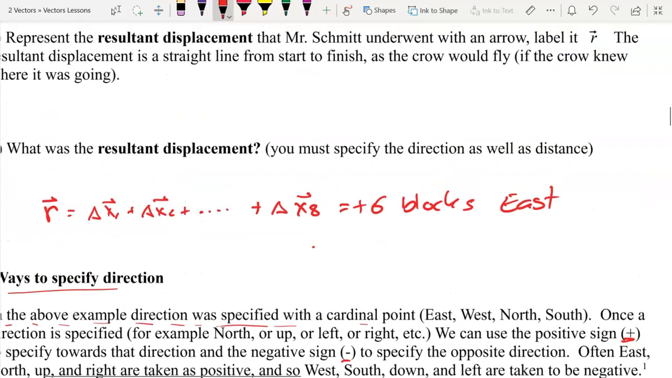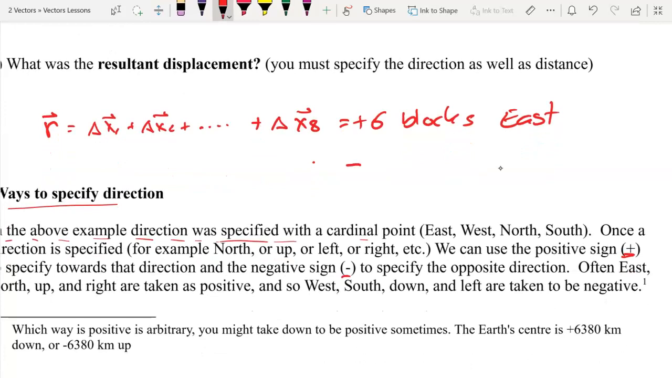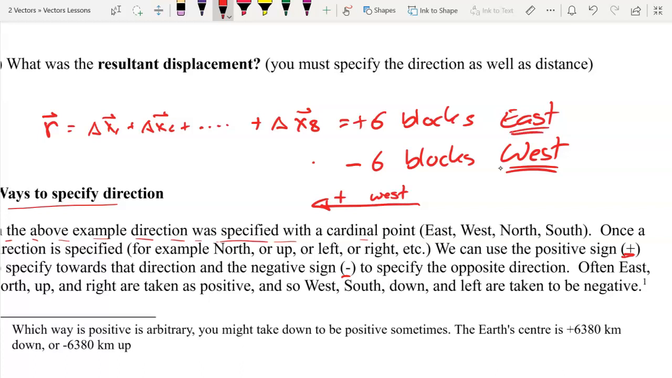So I could have written -6 blocks west. When you say a word like west, you are telling the reader that west is the positive direction. And when you say a word like east, you are saying to the reader that east is the positive direction. So when I say positive 6 blocks, east is the positive direction. That's why I put positive 6 here. And it's the same thing as negative 6 blocks in the west direction.